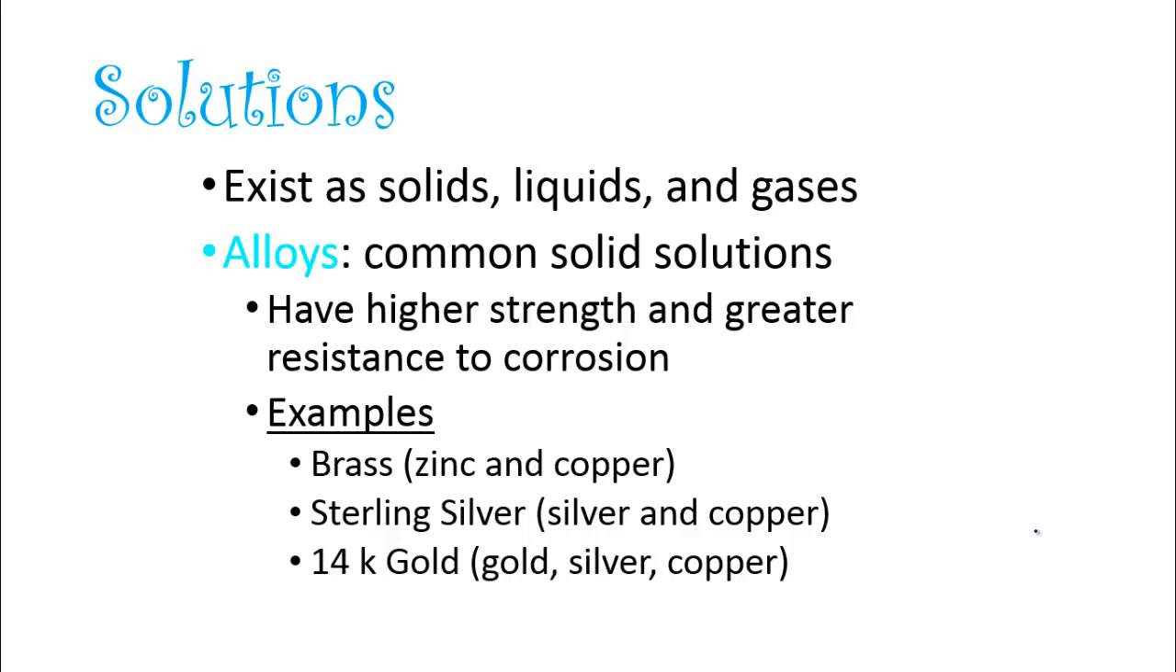Solutions can exist in any state, and it can be any mixture of one thing dissolved in another, as long as they are dissolved and you have a nice homogeneous mixture. A typical type of solid solution is called an alloy. And we often use alloys when we're making things because they have a higher strength and greater resistance to corrosion. Common examples would be brass, sterling silver, which is a lot of that silver jewelry that you will wear, and 14 karat gold. That's why 24 karat gold, which is almost pure gold, is so much more expensive but a lot more brittle. So usually you go down in carats in gold because then it has more of the silver and the copper, which actually will make it stronger.